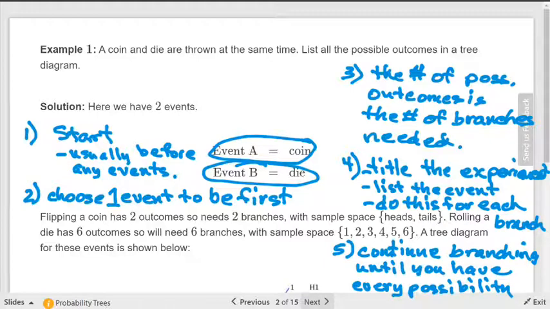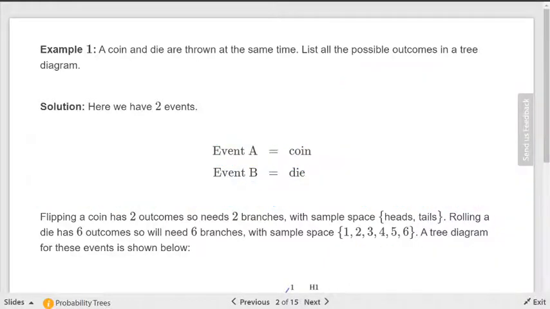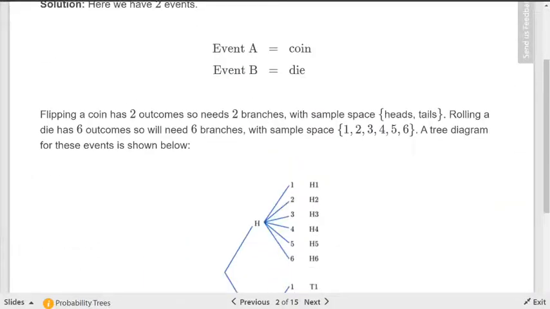The 6 branches are going to branch from heads, and the same 6 branches are also going to branch from what? Tails. Each one of the branches is going to branch again the same number of times if the outcomes stay the same. And you know the sample space for dice: you can get a 1, 2, 3, 4, 5, or 6. So let's look at their tree diagram that they've drawn so that you can see.